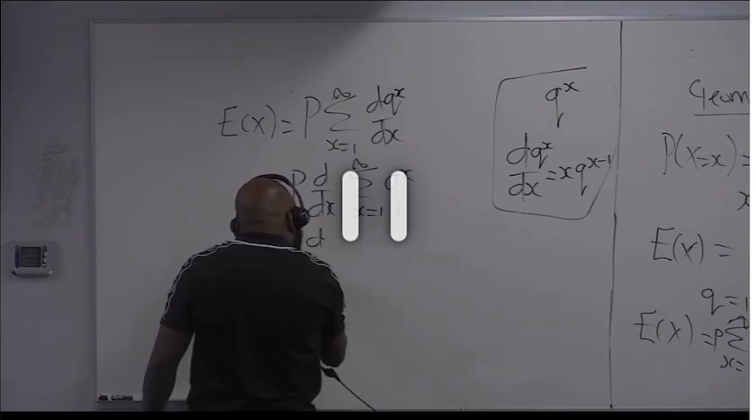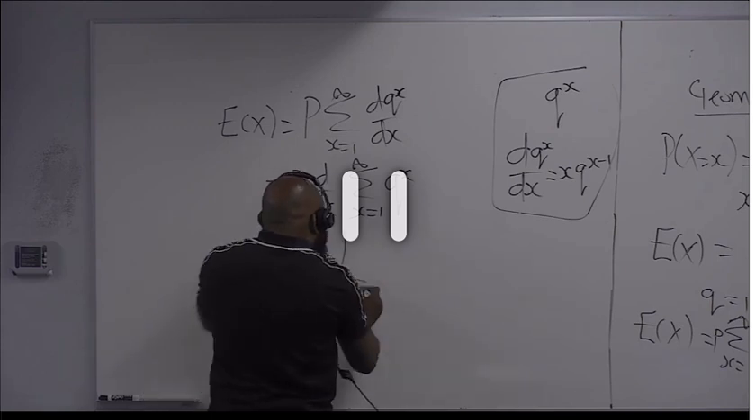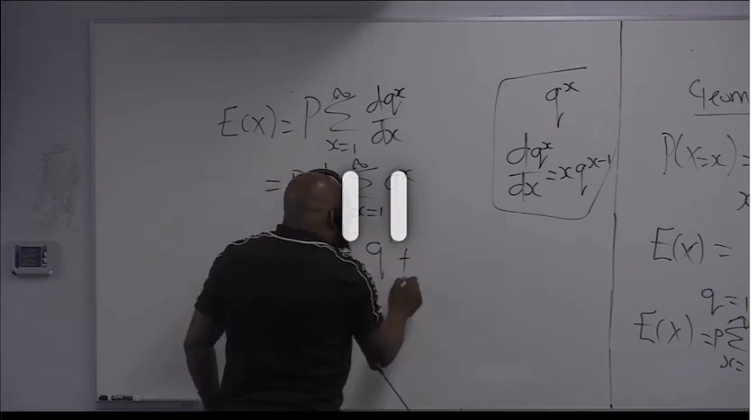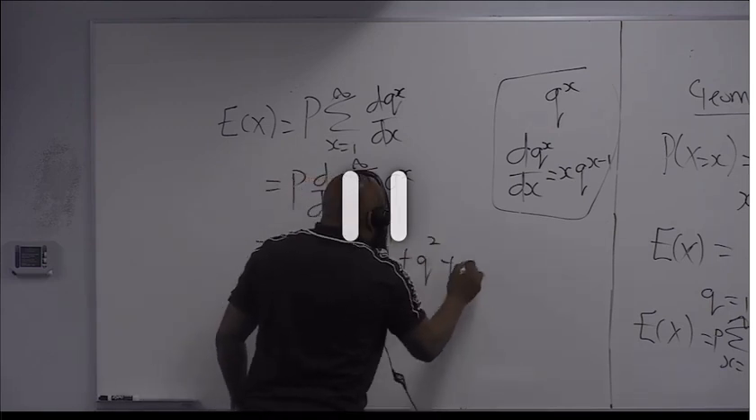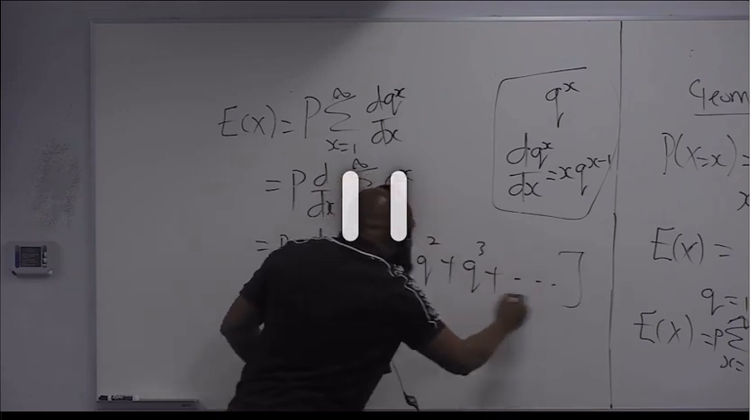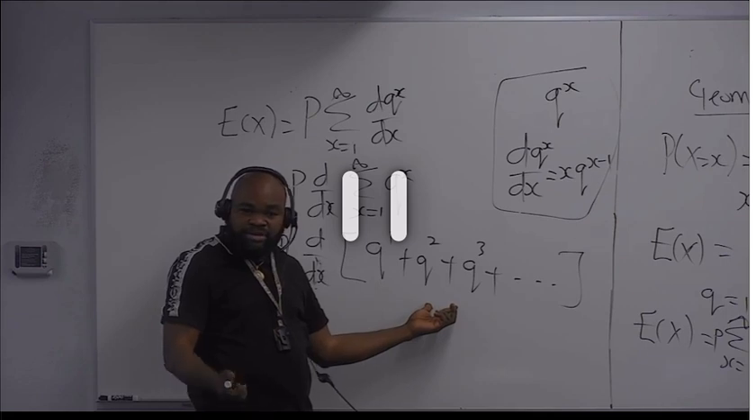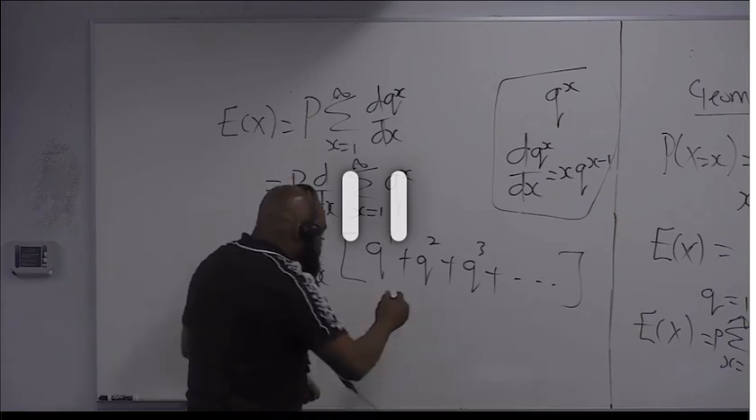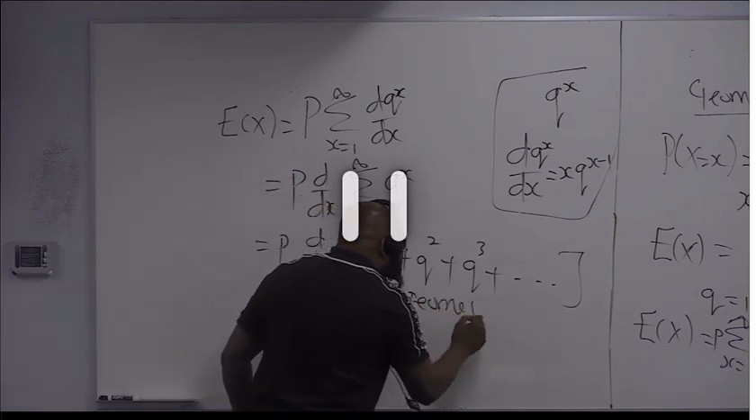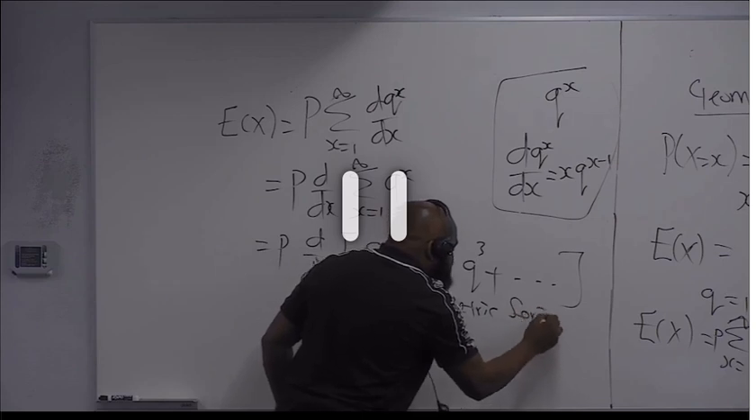Okay, now here I have this DDS. Now we take a look at this. This is like Q, Q squared, Q cubed. What does this follow? That's a geometric series. Remember geometric series in high school? This is a geometric series.